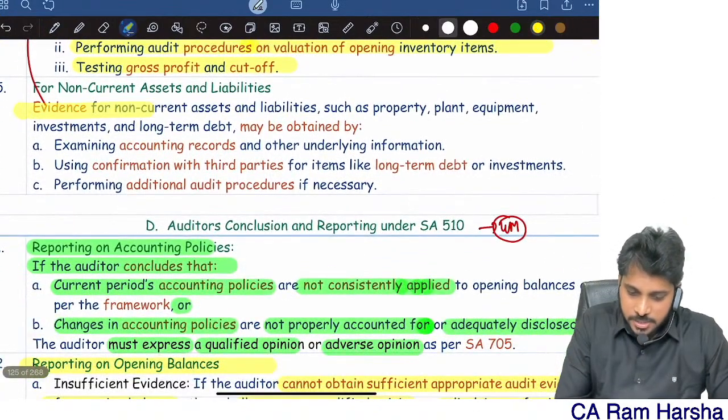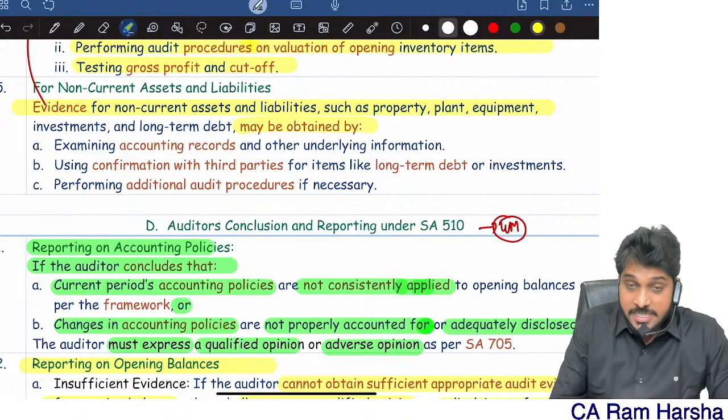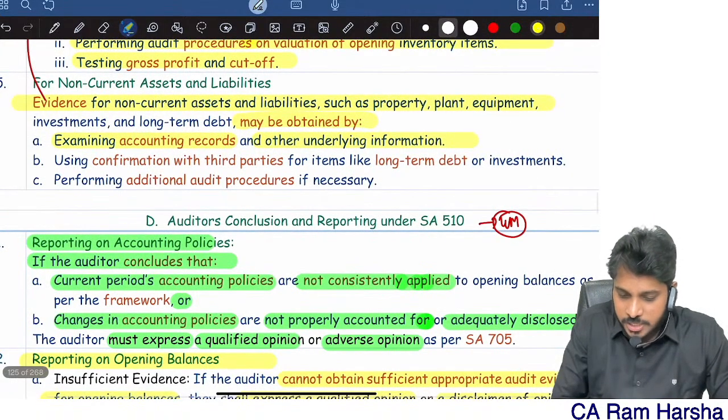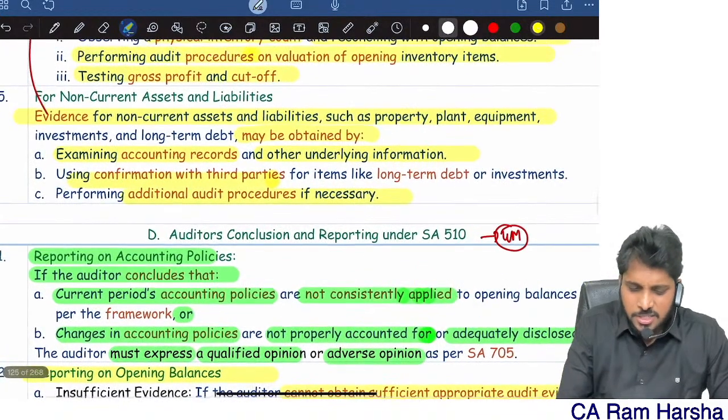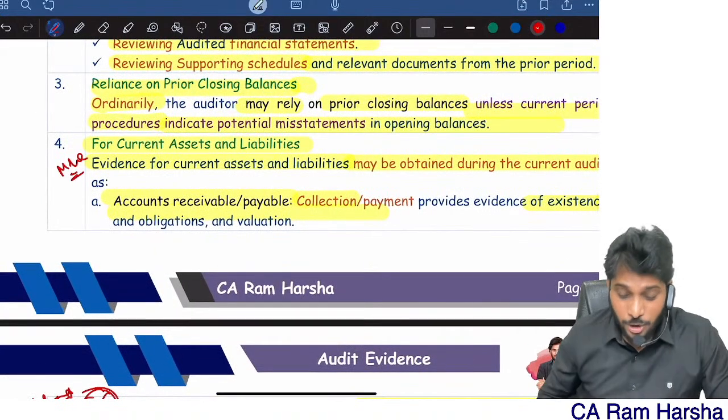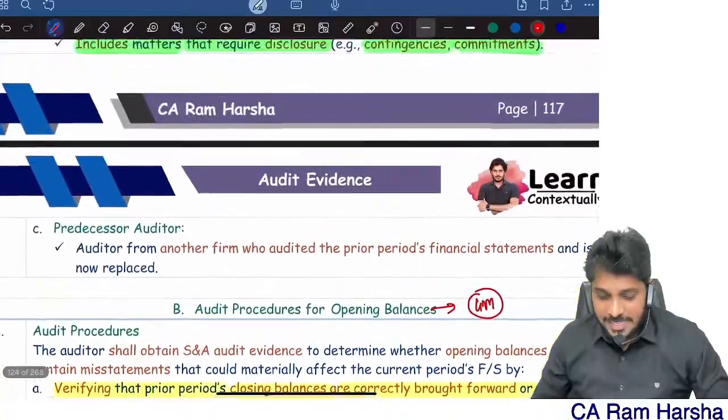For non-current assets, the evidence can be obtained in the current period by examining accounting records and underlying information, using confirmation with third parties, and additional procedures. I think this non-current point is not that important, but this inventory point is very important. For MCQ, it might be important. That's it. The standard is over.